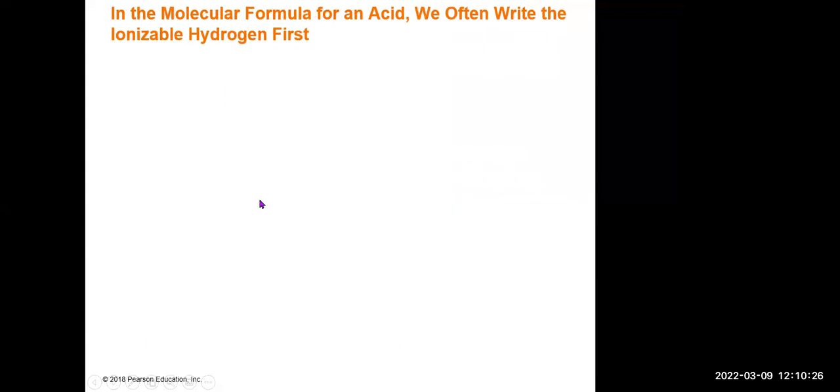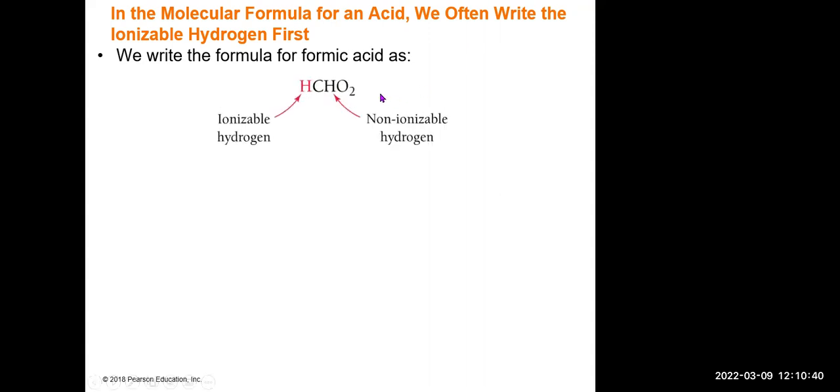In the molecular formula of an acid, we often write the ionizable hydrogen first. Often, but not always. So therefore, we write the formula for formic acid as HCHO2. So this first highlighted red H atom is so-called ionizable, which means if you put this molecule in water, most likely this H can get apart from this unit and become H plus. Then there's another H. That H is non-ionizable H.